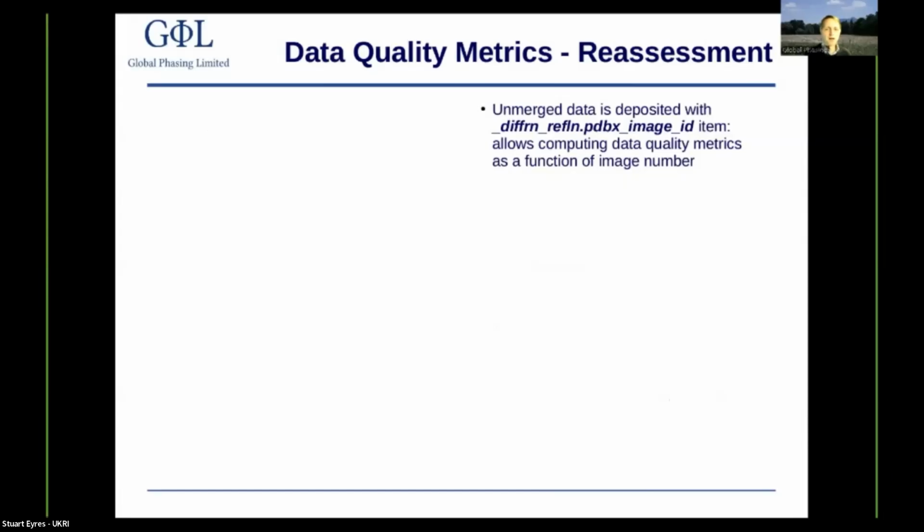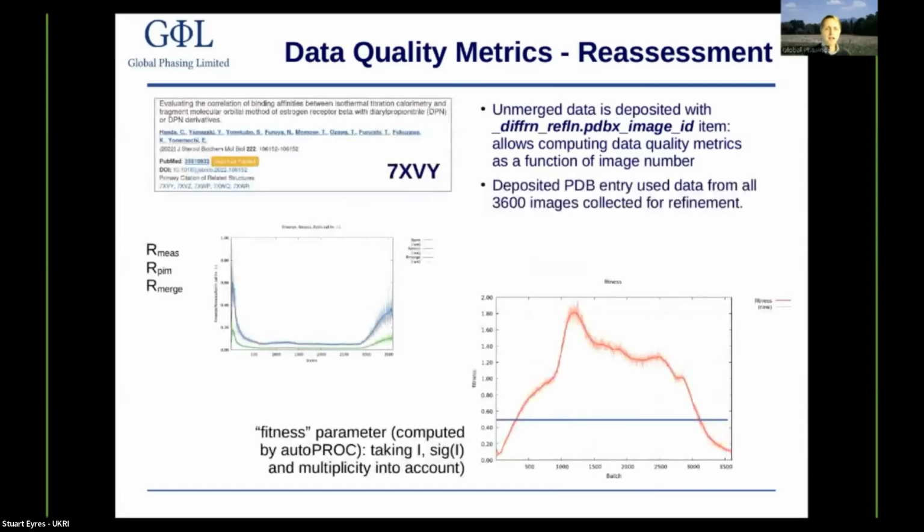Is there anything else we can do apart from validating data quality metrics or computing a full set of them? If the unmerged reflection data, for example, contains information about image numbers, we can compute various quantities as a function of image number. And in the case of 7XVY, for example, this shows us that the data at the beginning and at the end of the 360-degree scan seems significantly worse than the rest, at least judging from the R factors and the fitness parameter as a function of image number.